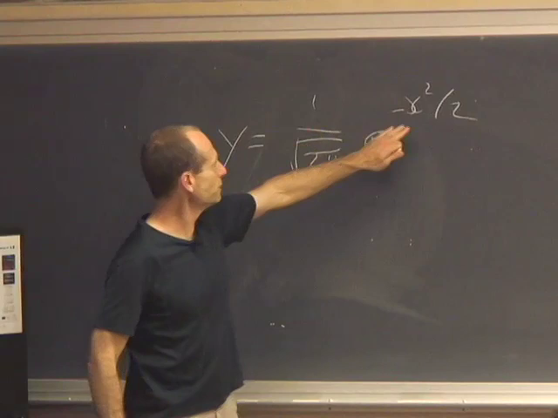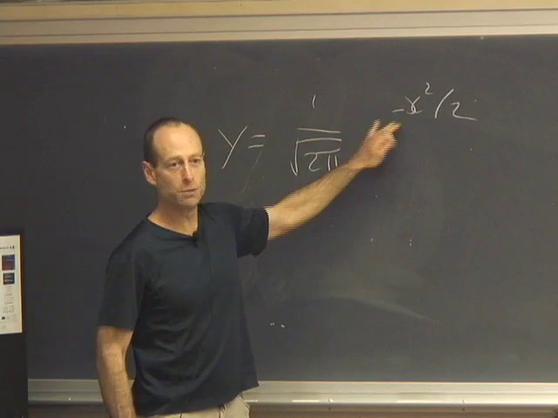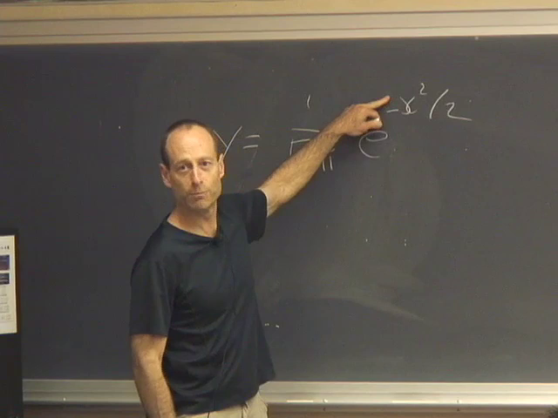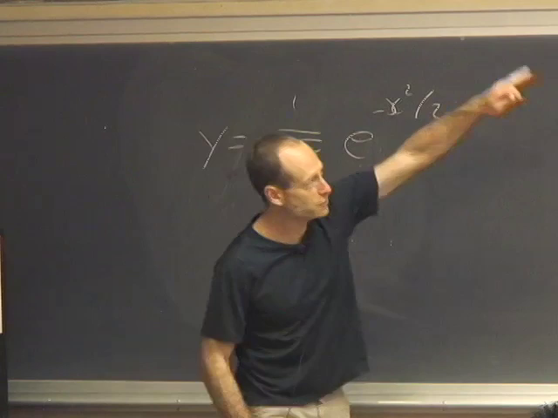So if you plug in x and minus x, you get the same value for y. It's symmetric. The other thing to notice is that e raised to a negative power gets smaller and smaller the bigger that negative power is. So the maximum value occurs when x is equal to 0. This is a bump at 0, it's symmetric, and it gets smaller and smaller the further away you get from 0.